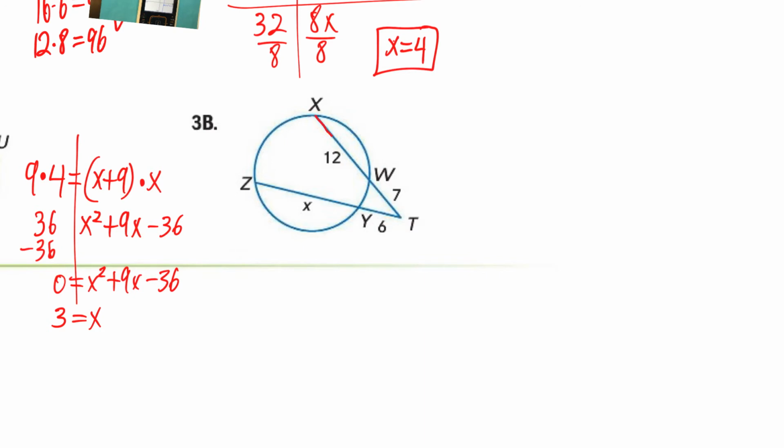All right, so let's go ahead. How long is this whole thing? 19 times the outside piece, x plus 6. Oh, right, you were jumping the gun there. So 19 times 7. Now on the other one, how long is this whole thing? It's x plus 6 times 6. So 133 equals 6x plus 36.